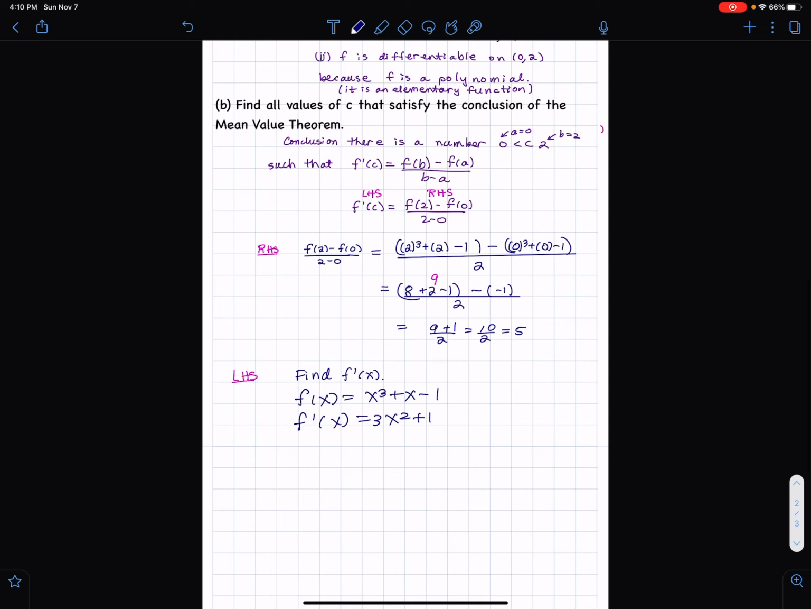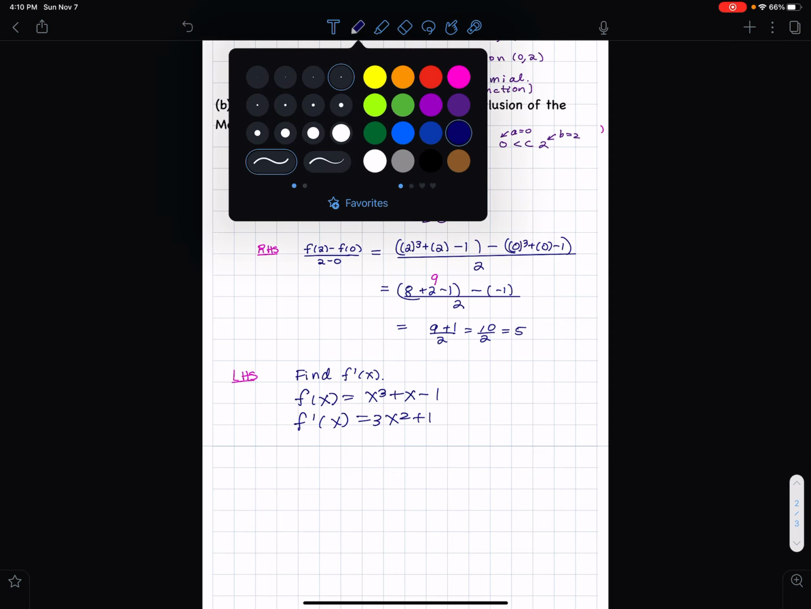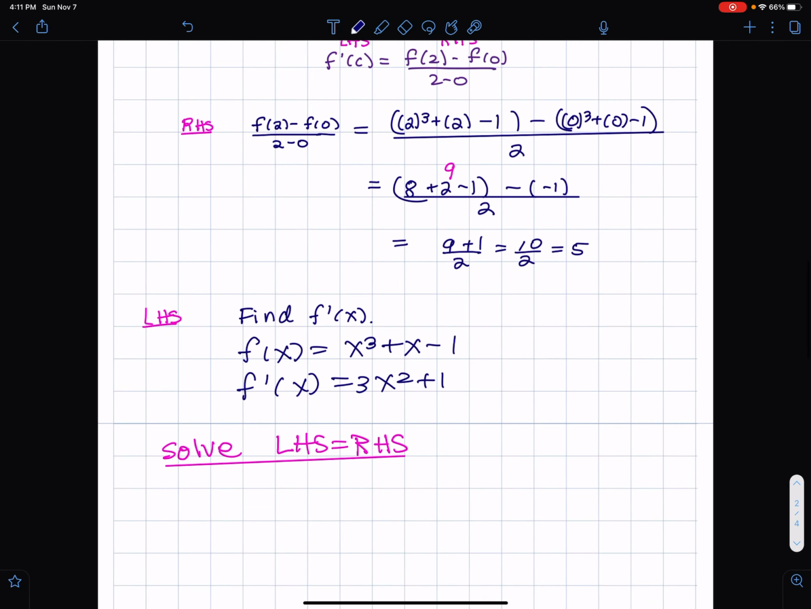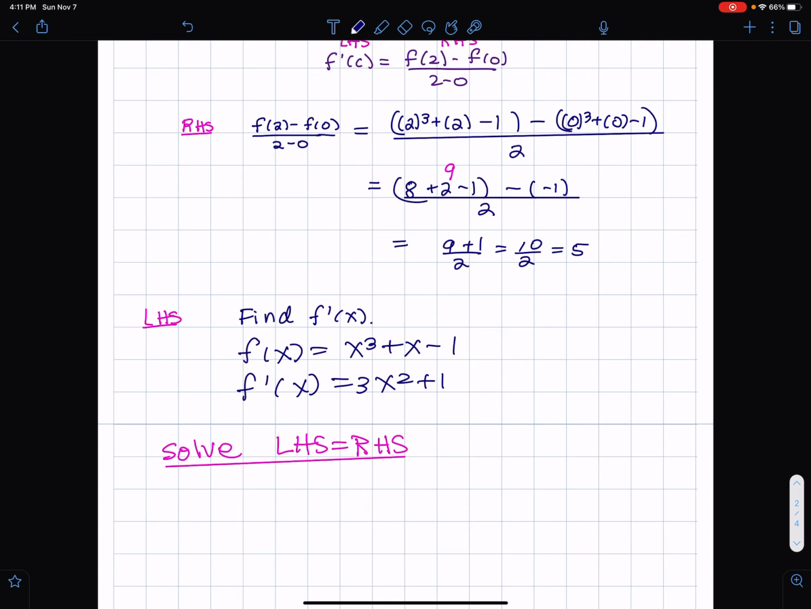Now I'm going to do this next step, solve the left-hand side equals the right-hand side. The notation LHS and RHS is pretty common in math.